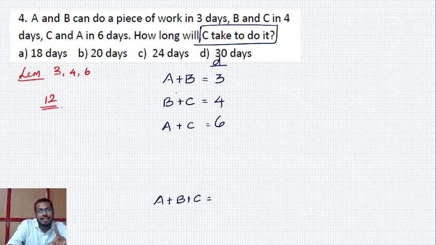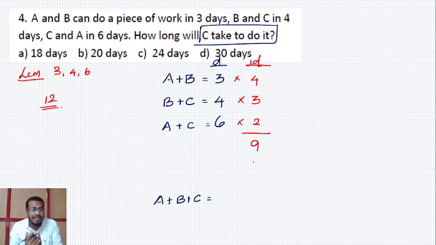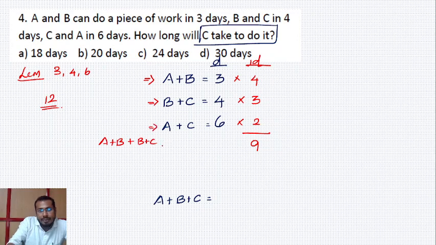A and B can complete these 12 chocolates in 3 days. Then in 1 day they can complete 4, since 4 times 3 is 12. B plus C completes 3, since 3 times 4 is 12. A plus C completes 2, since 6 times 2 is 12. Total is 9. Please listen here. 9 chocolates were completed by A plus B, then B plus C, then A plus C. These are completed in 1 day.